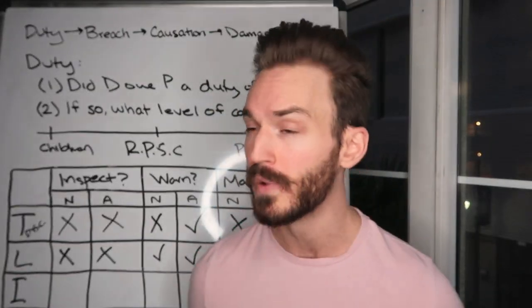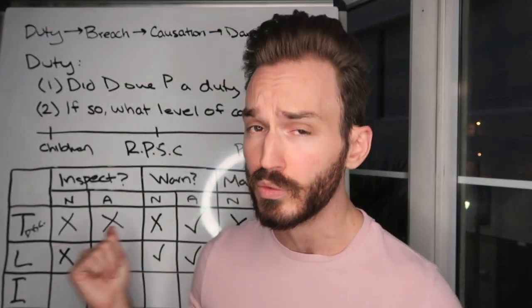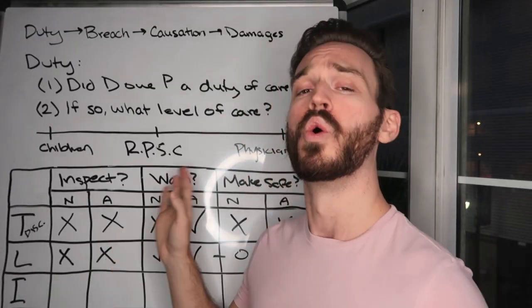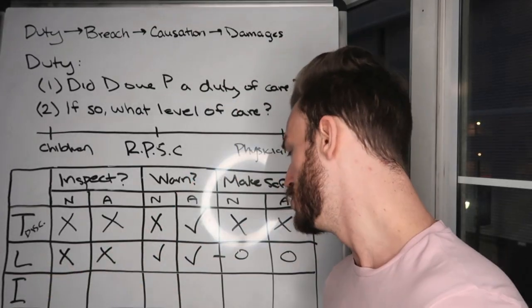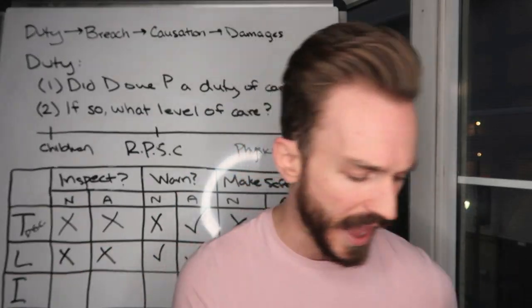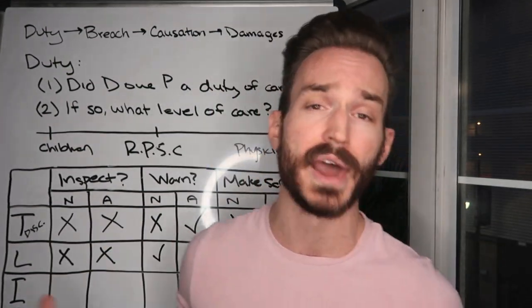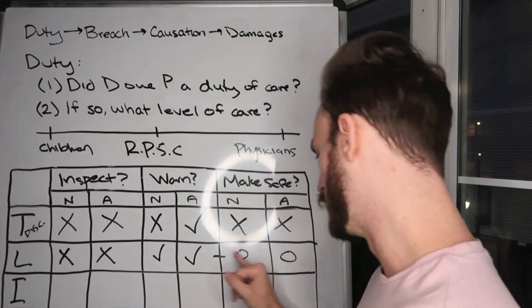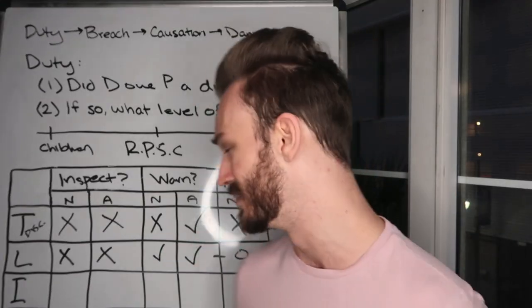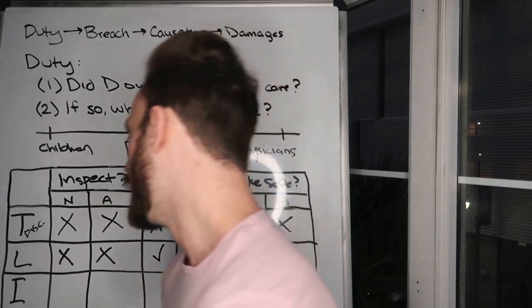Anything that could harm a social guest, you have a duty to warn, whether it's naturally occurring or artificial, okay? Now, you could also make it safe. I mean, if you actually corrected it and made it safe, that's even better than warning, so that'll work too, obviously. So we have these little O's there to delineate that this is an or. You can warn or make safe.